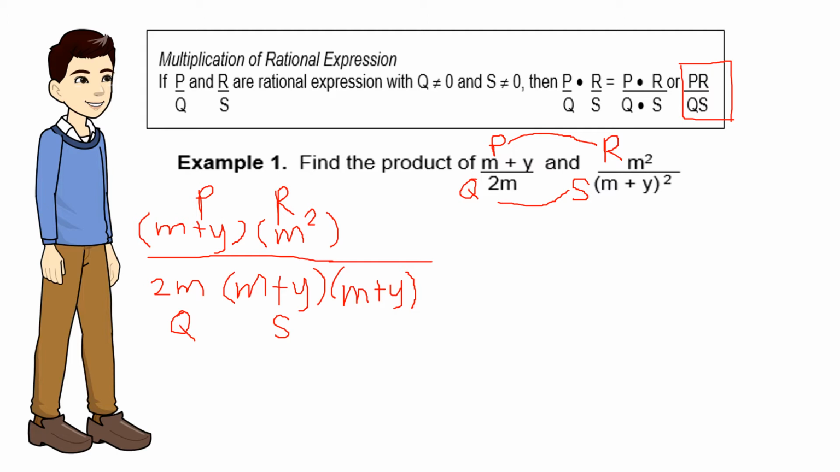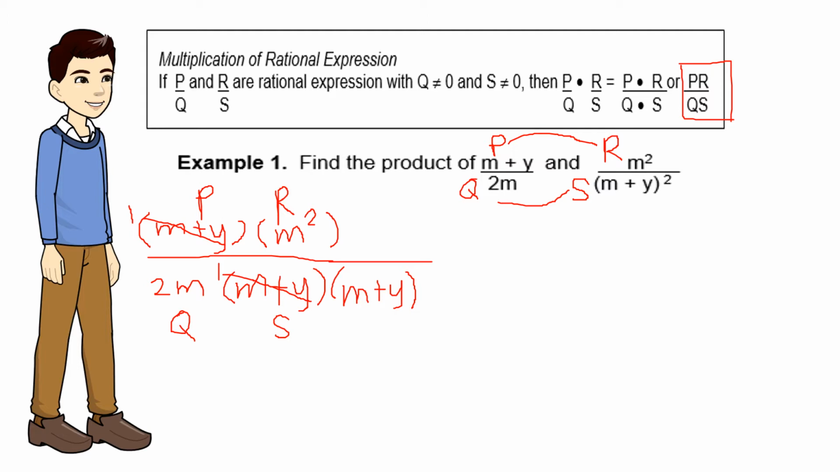So, meron tayong parehong m plus y. So, cancel natin yung m plus y sa numerator at sa denominator. Pag nag-cancel tayo, pwede natin lagyan siya ng 1 para hindi siya mapagkamala na 0. Sabihin, m plus y divided by m plus y, the answer is 1.